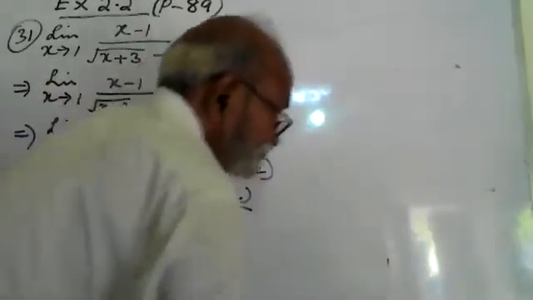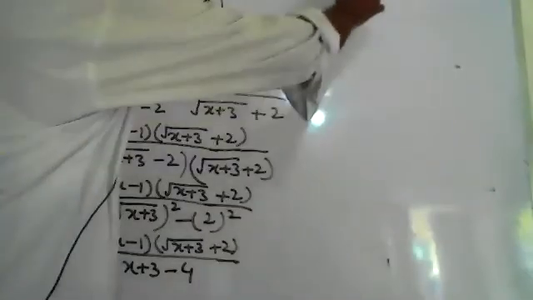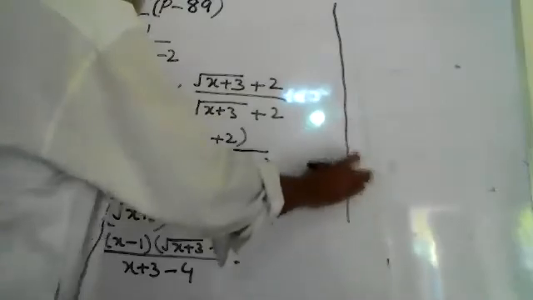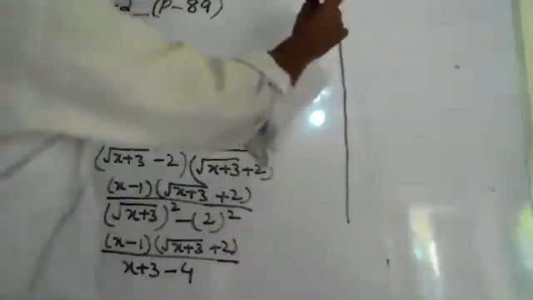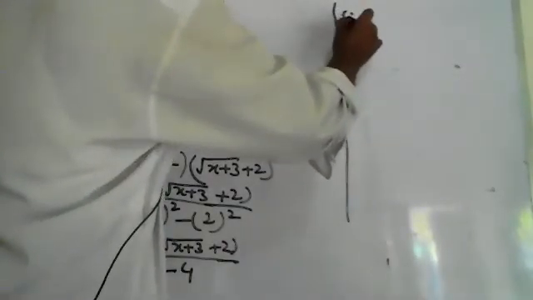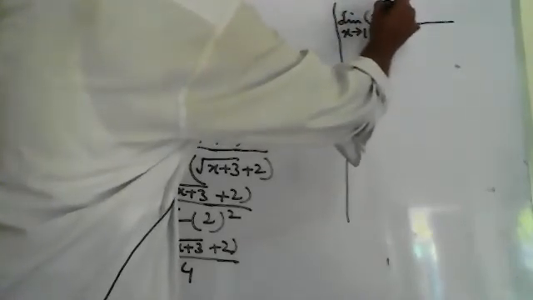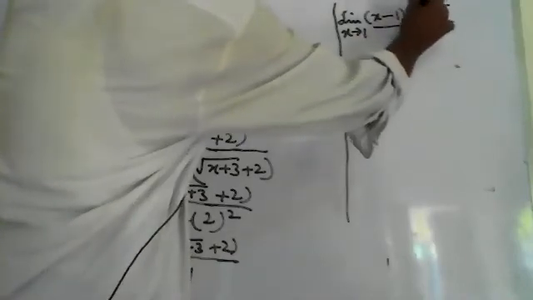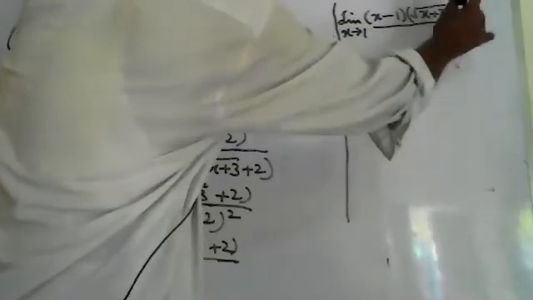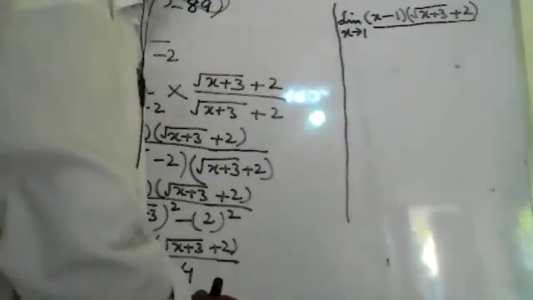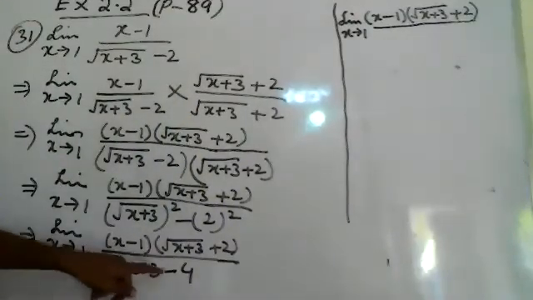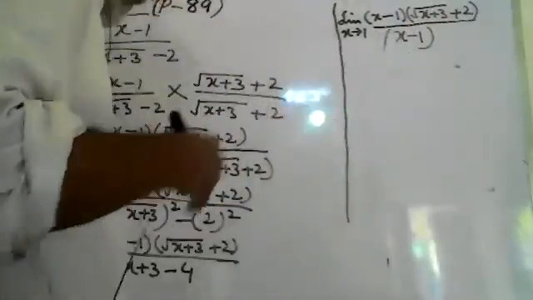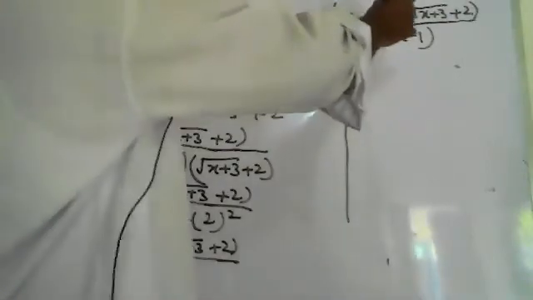Limit x tends to 1, x minus 1 into root x plus 3 plus 2, bracket close, upon x plus 3 minus 4, which will become x minus 1. So x minus 1 is cancelled by x minus 1.